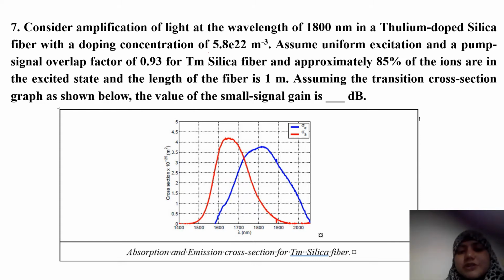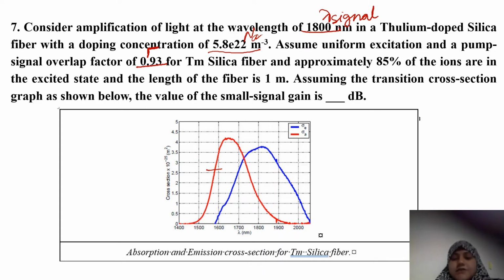So this is my Na, the number of atoms at which this fiber is doped, and this is my lambda signal, the signal photon which we want to amplify. Amplification of light at a wavelength of this. Now we need to assume that there is uniform excitation and pump signal overlap factor of 0.93. We'll come to this. What is pump signal overlap? So let's say this pump signal overlap is lambda.